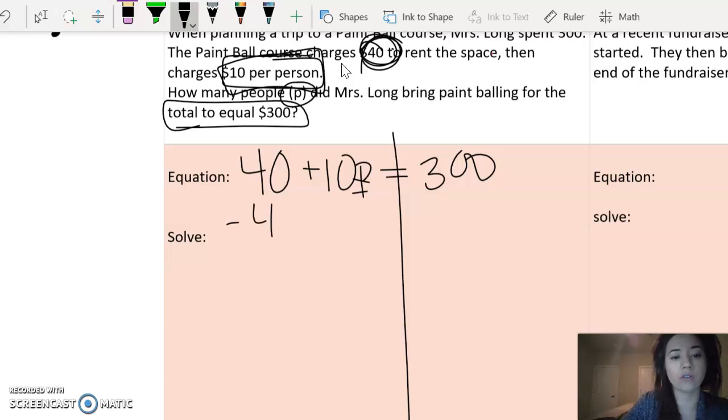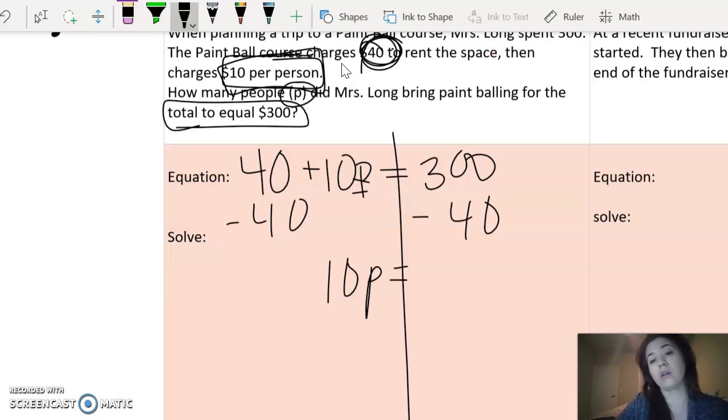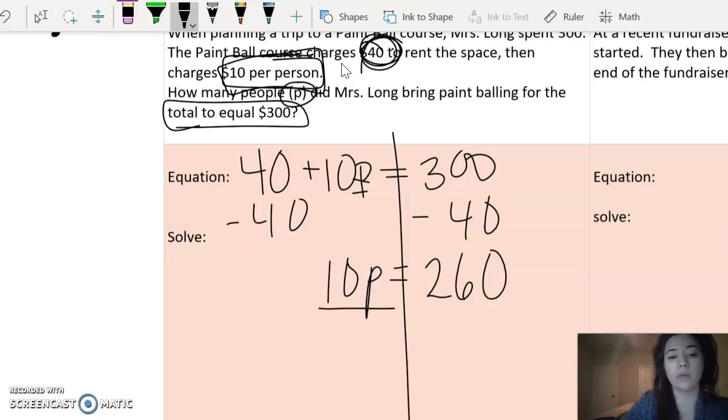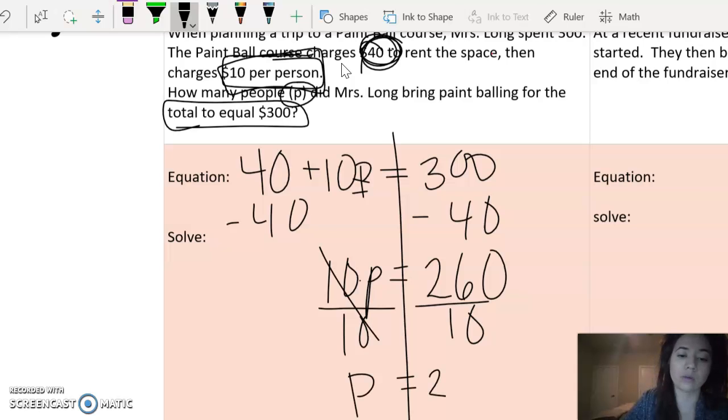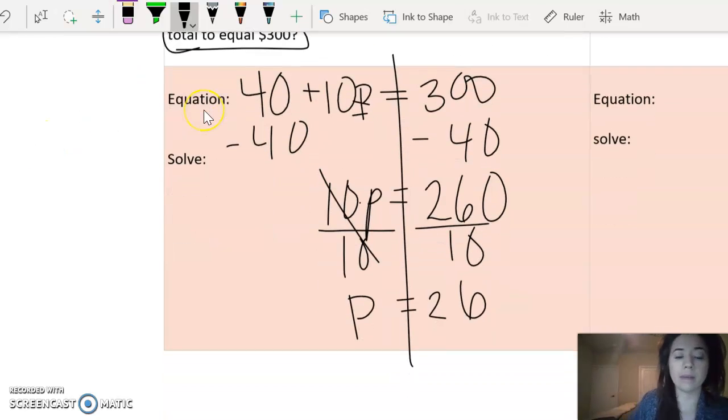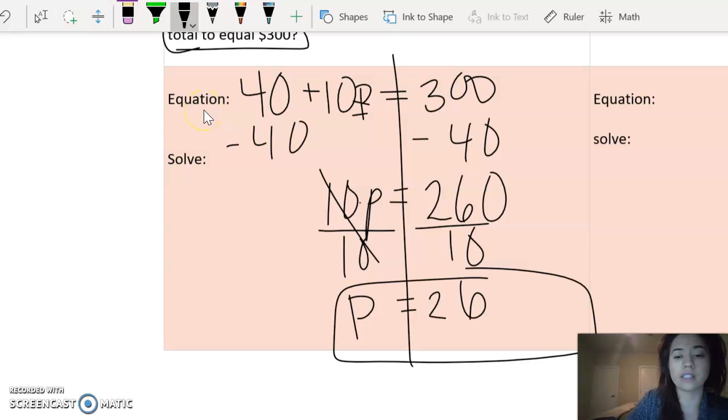We can subtract 40 on both sides. We get 10p equals 260. We divide both sides by 10 because this is 10 times p. And we get p equals 26. So that means I brought 26 people.